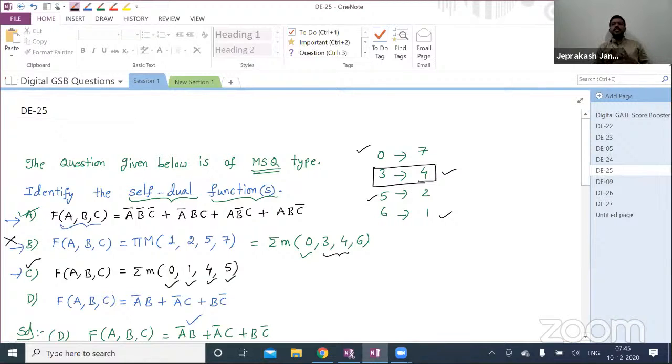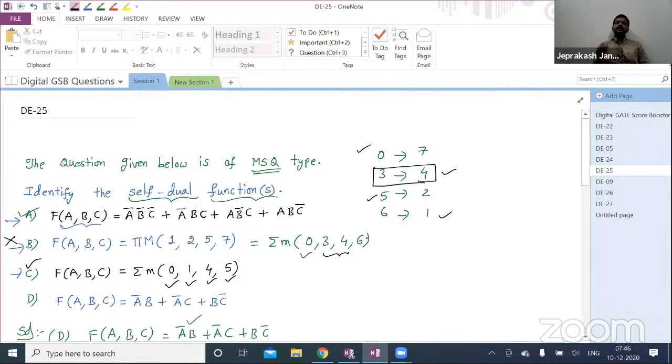So you can save time in the GATE exam whenever you're having a function in sum of minterms, instead of doing the conventional method, because it will take more time to judge whether the given function is self-dual or not. First condition is what? Half of the minterms that particular function should contain. For 3 variables, half of the minterms is 4 minterms, right? Here in all these 3 choices, you're having 4 minterms. If the first condition is met, then verify whether the second condition is satisfied or not.